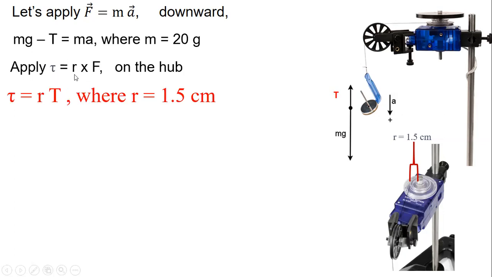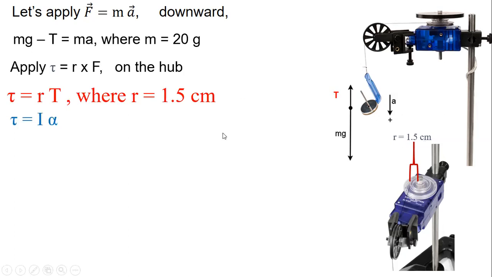It's a cross product, so it will be r times F times the sine of the angle between r and F. Here r and F are perpendicular to each other. r is that one and F is applied along the tangential line. So they are perpendicular to each other, and the angle is 90 degrees, right? So we can get rid of the cross product by taking r F sine 90. Sine 90 is 1. So we can simply write that the torque is r times the tension of the rope, right? And remember, this r is 1.5 centimeters.